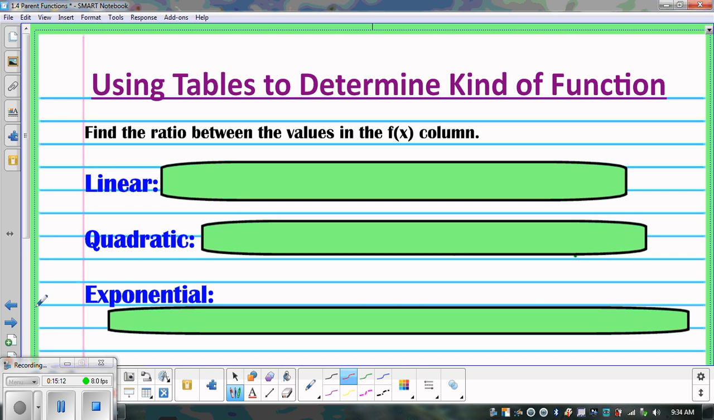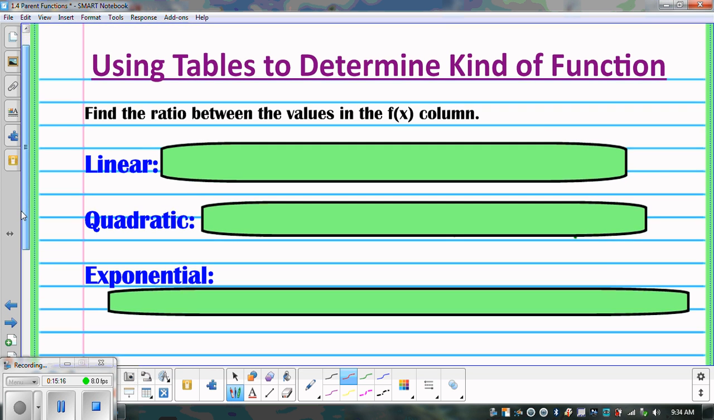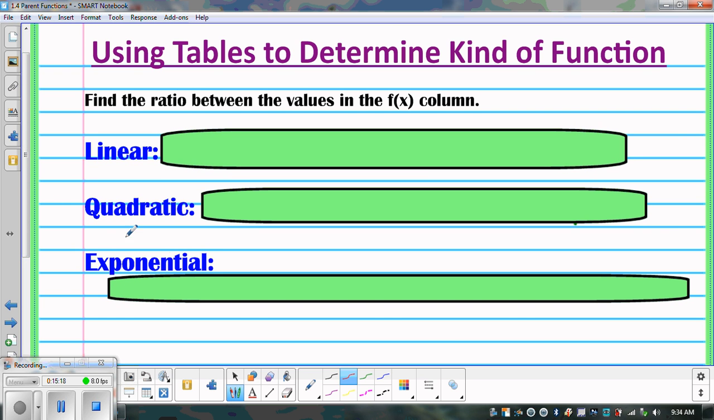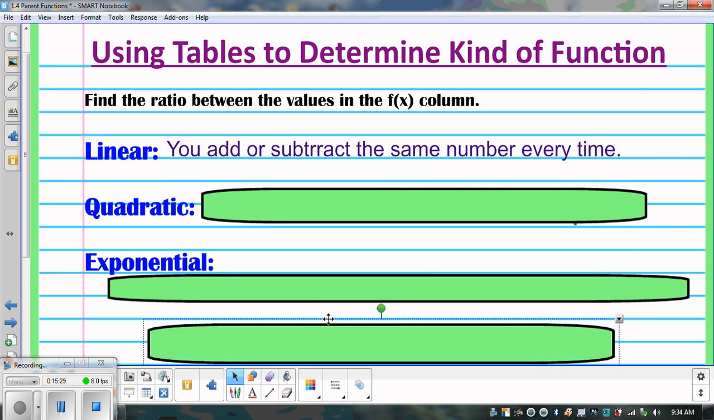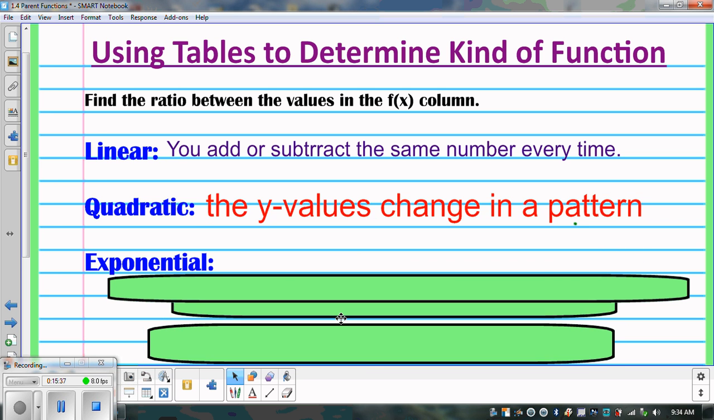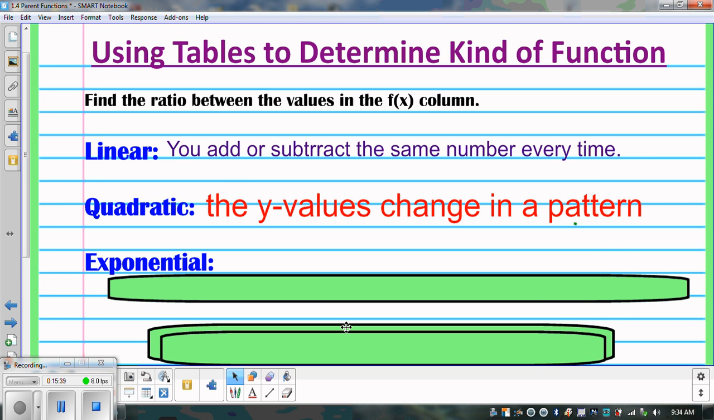Now, what happens if instead of graphing, we just simply look at a table and make our prediction as far as what kind of function it is? Well, based on the 3 examples we did, you might be able to come up with these little shortcut rules. A graph will be linear if you are adding or subtracting the same number every time to get your new y values. It is a U-shaped quadratic parabola when the y values are changing in a pattern.